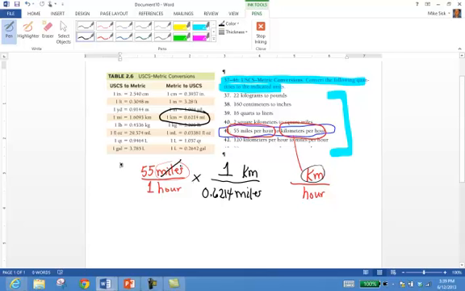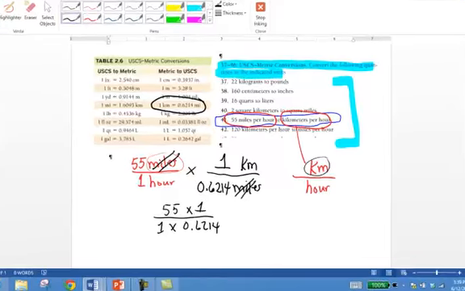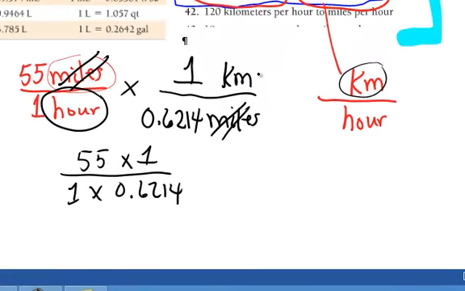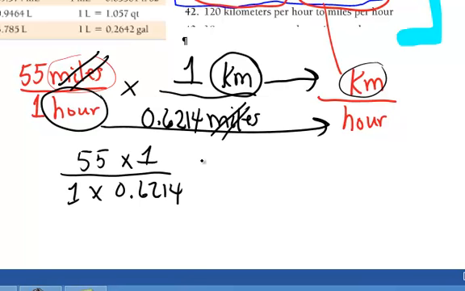And the reason I write the per units that way is so when I multiply this together, it's always multiply, that the miles will cancel out, and I end up with 55 times 1 on top. I end up with 1 times 0.6214 on the bottom, which means I'm going to end up doing some division. Notice that the hours stayed there and the kilometers stayed there, which is what I wanted. That puts them both in the right place. So if I do this math, I'll get the answer.